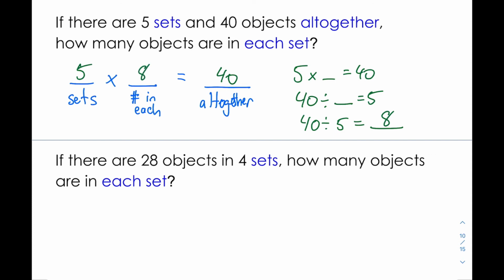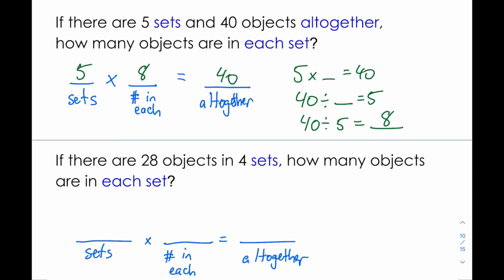Try the next one, pause the video, come back when you are ready. Okay, so here we have 28 objects, so that's all together, in 4 sets. 4 times blank is equal to 28, or 28 divided by 4 is equal to 7. So how many objects? 7 objects in each set.